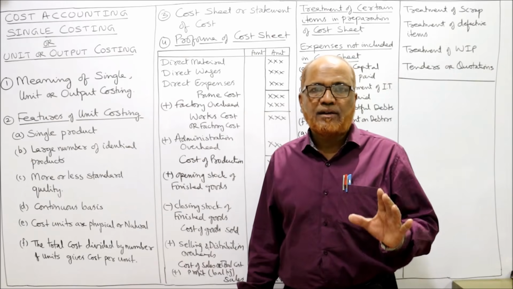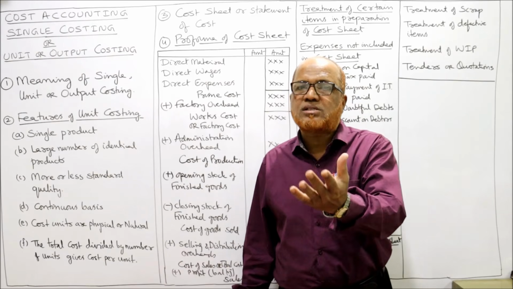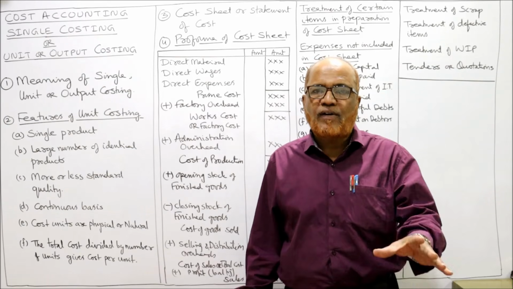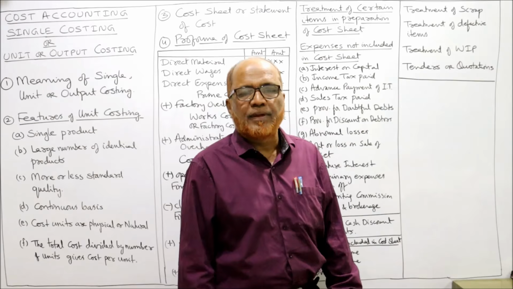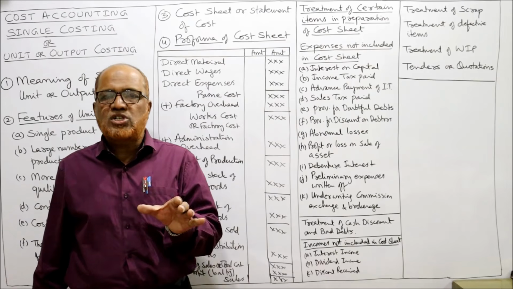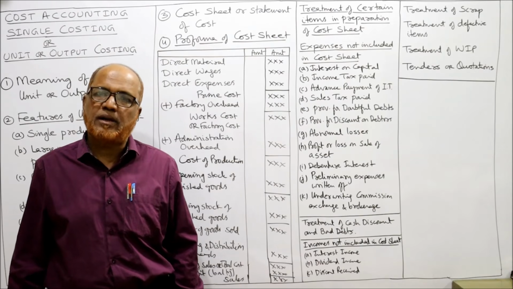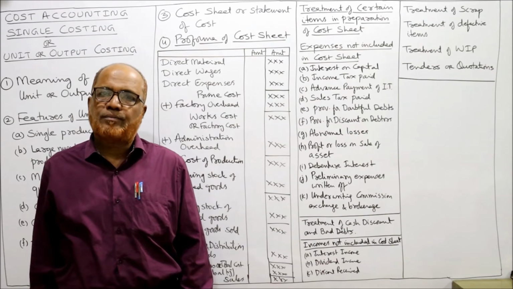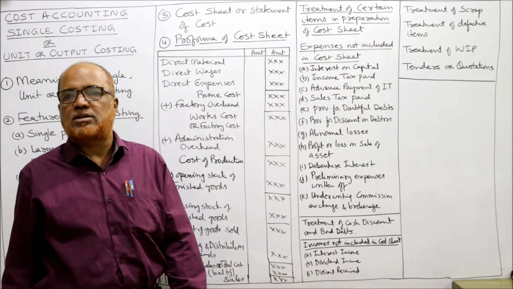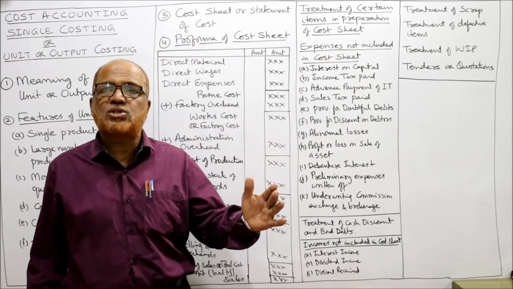Now, how do we find out the total cost? Just now we discussed that it's a method of costing to determine the total cost and cost per unit. Now the question arises, how to find out the total cost? To find the total cost, we make a statement called a cost sheet or statement of cost. The statement prepared to ascertain the total cost and cost per unit is called a cost sheet or statement of cost. In most examinations, you may get a theory question on what is a cost sheet. It's a statement which discloses the different elements of cost.